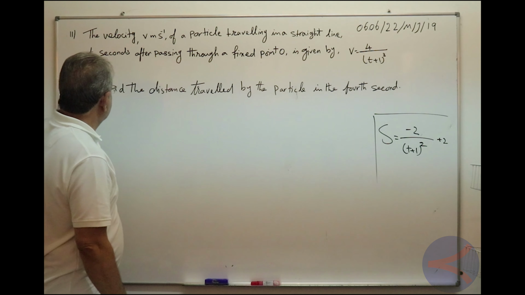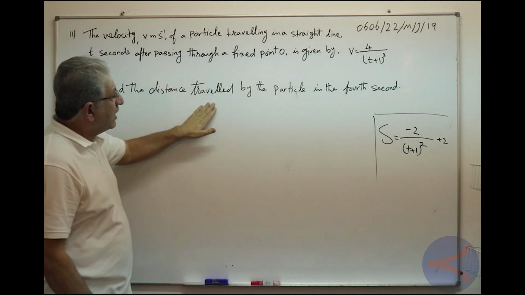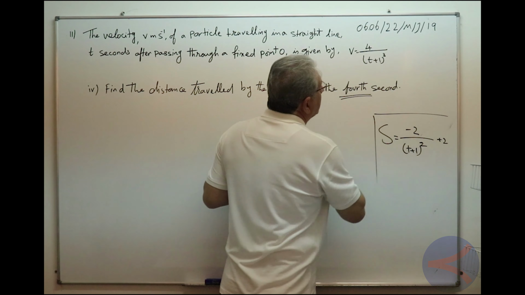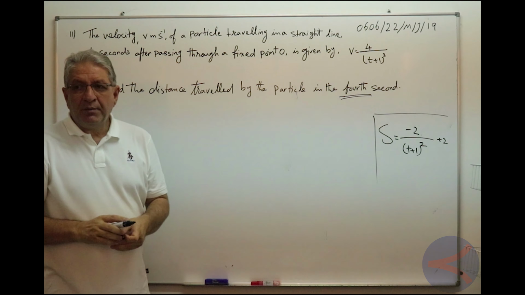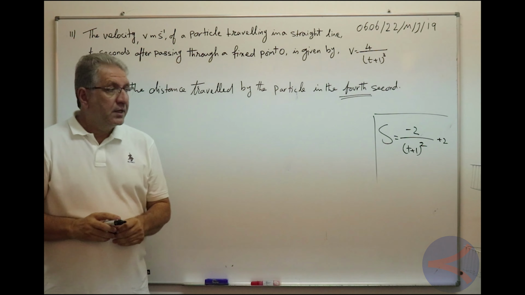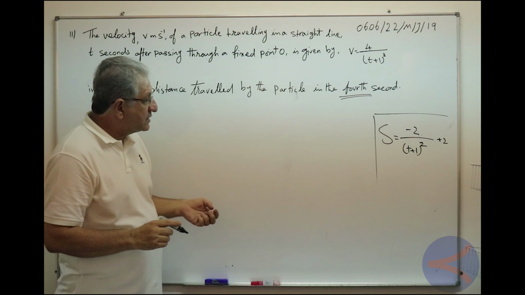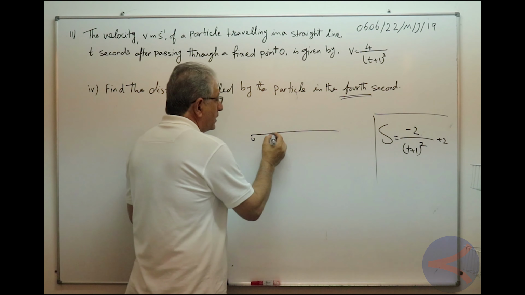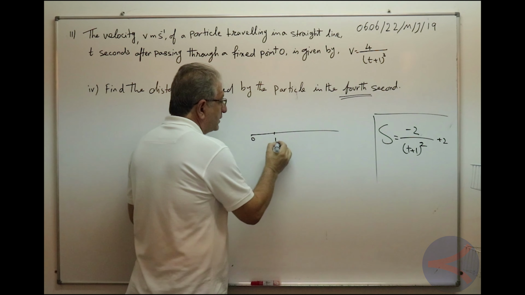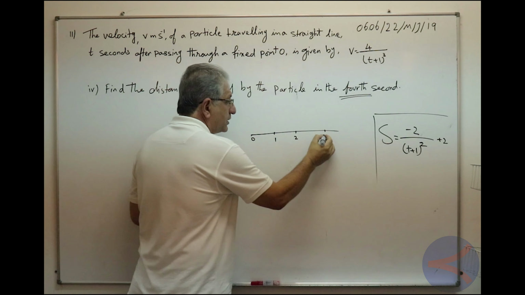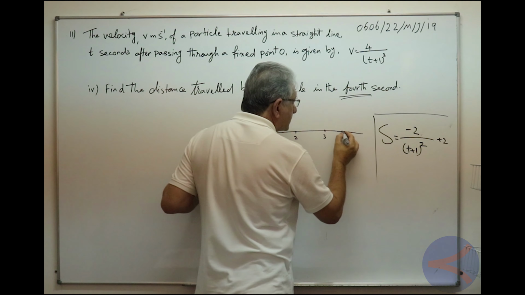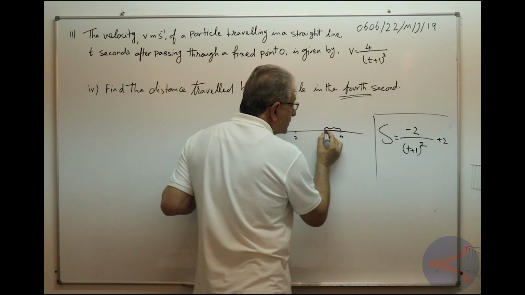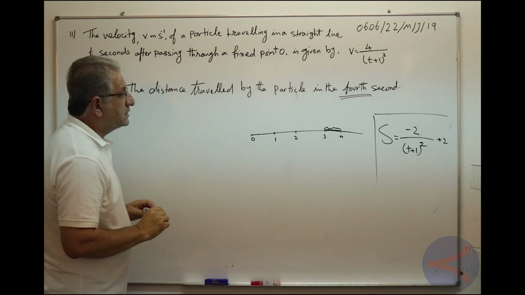This last part is asking us to find the distance traveled by the particle in the 4th second. Don't make a mistake by reading it as 4 seconds. This is in the 4th second. That means, for example, O is here, therefore after 1 second it is here, after 2 seconds here, after 3 seconds suppose here, after the 4th second suppose here. Therefore, you want to find this distance in the 4th second.